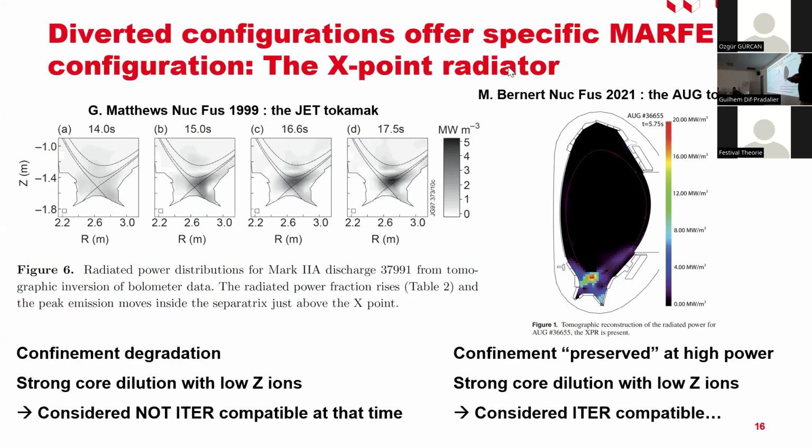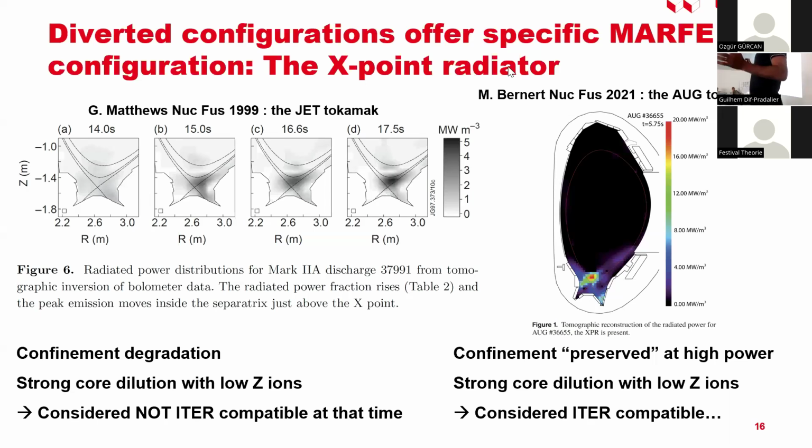Okay. Now, this is a more recent image from ASDEX Upgrade. Same phenomenology, you get a very strong radiation there above the X point. Here, the confinement is preserved, but you have to keep in mind that ASDEX is a heavily heated plasma compared to what ITER will be. There is still a strong core dilution with the impurities that were injected, nitrogen. But still, they consider it is ITER compatible.